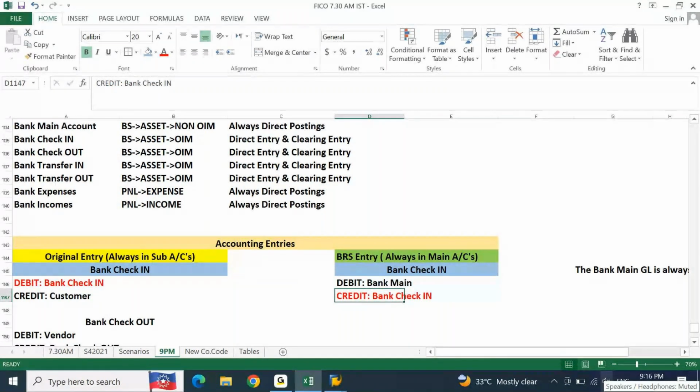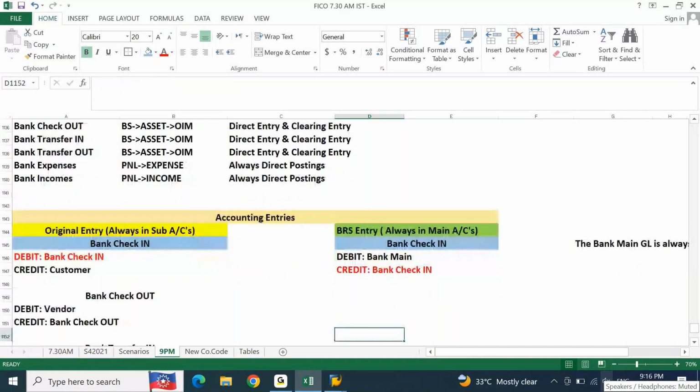In short, to make it more simple, when you pass BRS entry, either your debit or your credit is always bank main account. So you should only think about one side, because one side is fixed. There is no point that you change one position of the accounting entry. Either the debit position or the credit position is always reserved for bank main account. You have only one open slot, either debit or credit. This open slot is always used for bank sub account.